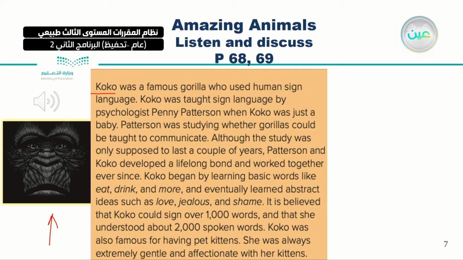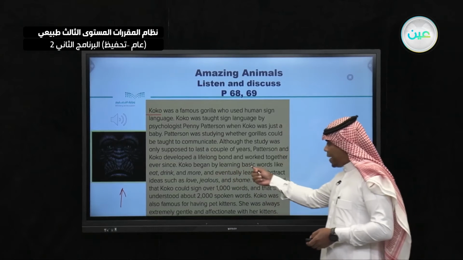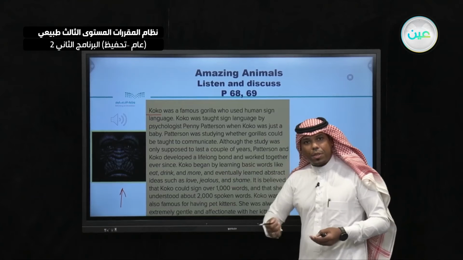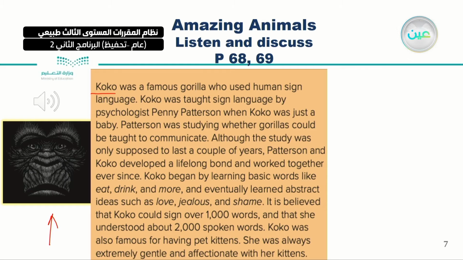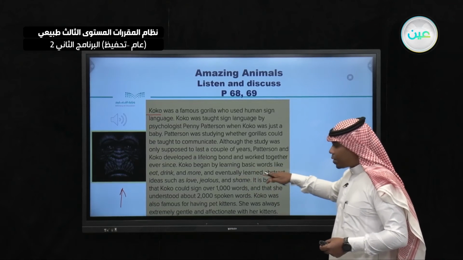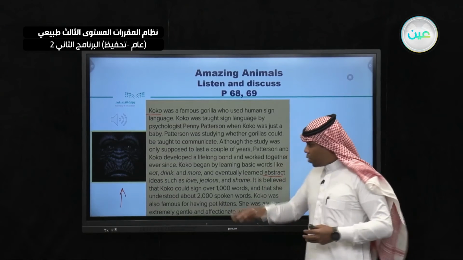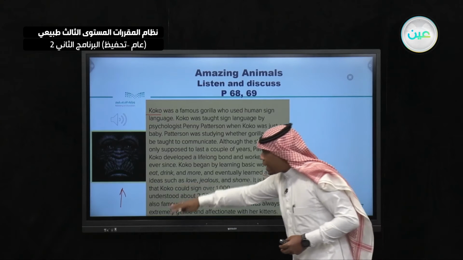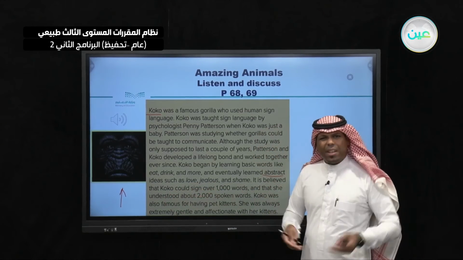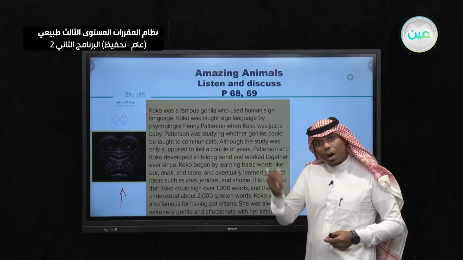So here now, Coco, when it communicated with a human, it started to what? Begin by learning basic words like eat, drink, and more. And eventually, what happened? Learned abstract. What does abstract mean? Here I'm talking about abstract, something that we, for example, cannot see or hear, even feel. Like, for example, love, hate, all of these are called abstract. This is the opposite of concrete.